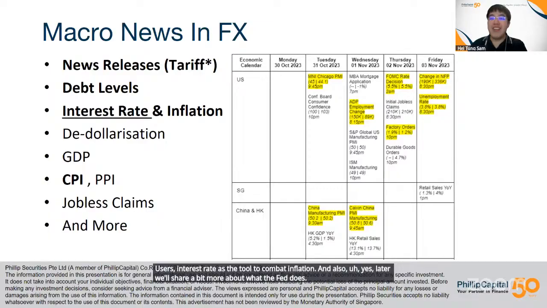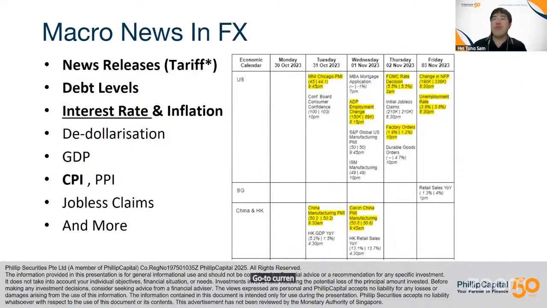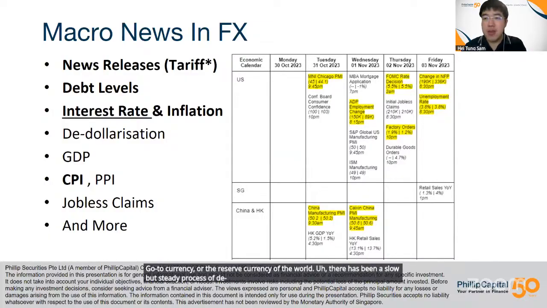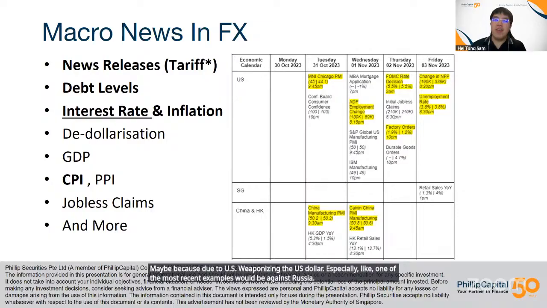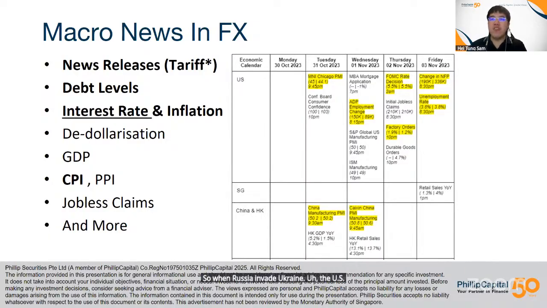Next will be de-dollarization. So ever since the longest of time, ever since the US dollar has been the go-to currency or the reserve currency of the world, there has been a slow but steady process of de-dollarization. That means trying to divert. So different central banks are trying to diversify their reserves to rely less on the US dollar. Mainly due to the US weaponizing the US dollar, one of the most recent examples being against Russia. So when Russia invaded Ukraine, the US froze Russia's US dollar assets and also barred them from using US dollar banking systems.